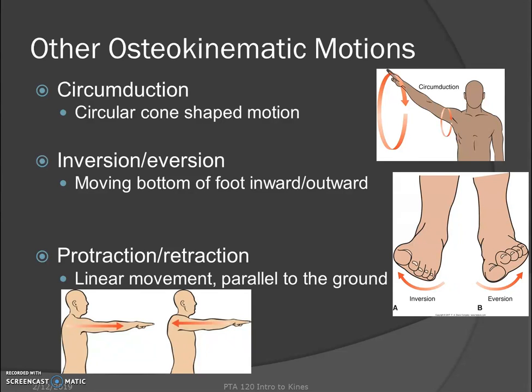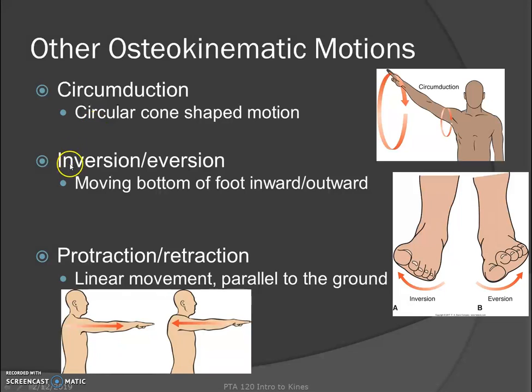So circumduction is a unique type of movement. The only joints where this can actually occur are the joints that can do flexion, abduction, extension, adduction, internal and external rotation. You can only circumduct at parts of the body that have the most amount of motion. We call this 3 degrees of freedom. So most likely you're going to see circumduction at the shoulder, the glenohumeral joint, and then the hip joint. Those are both our ball and socket joints.